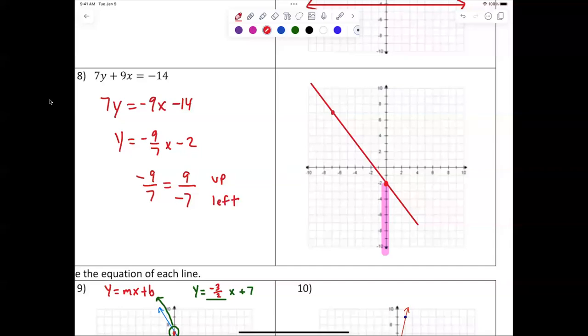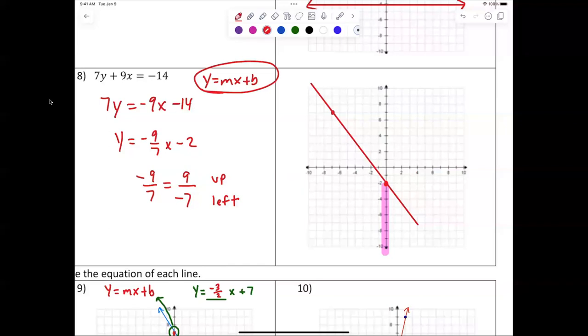Yes, sir. Since the y isn't isolated right away, do we always just move that? Yes, right. You're putting it in this format, y equals mx plus b. Agreed? That's how you're going to graph it.